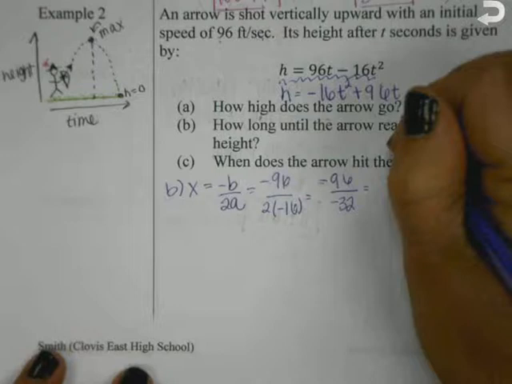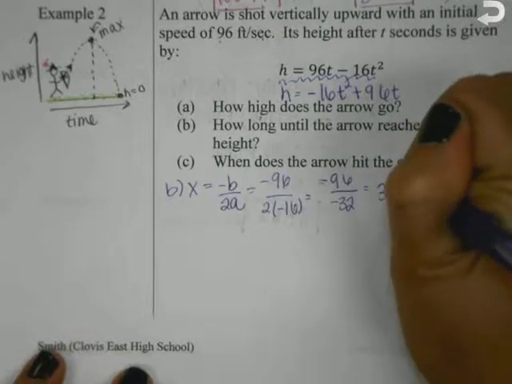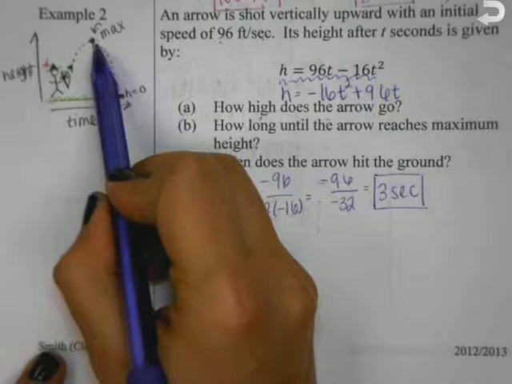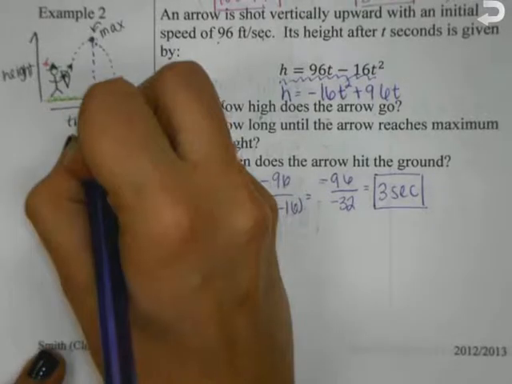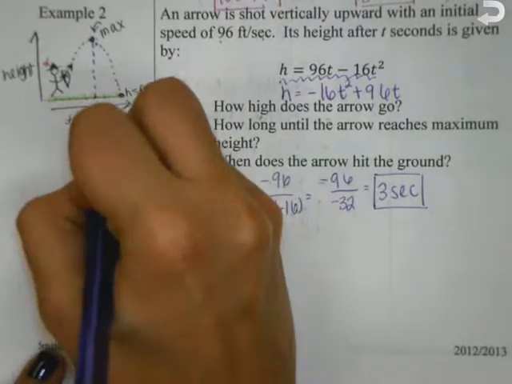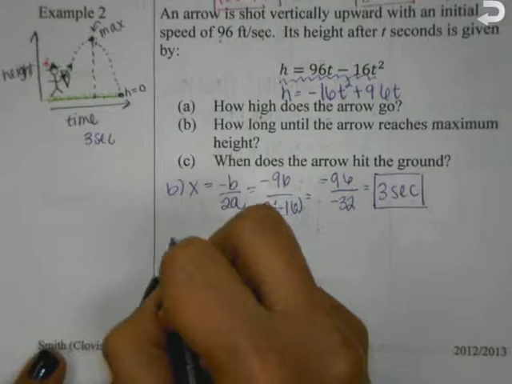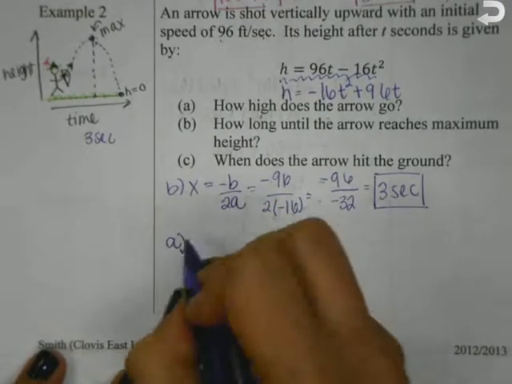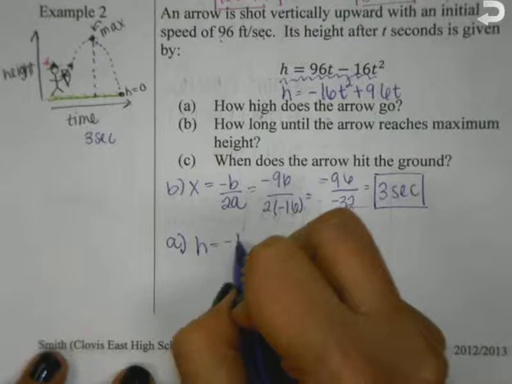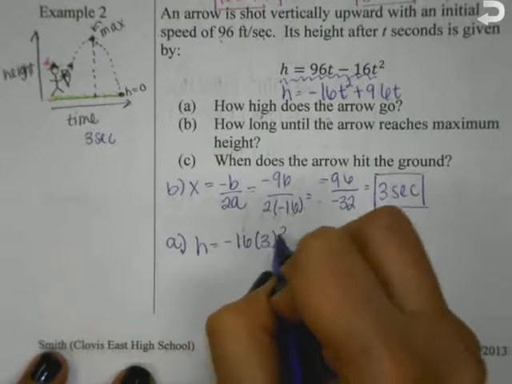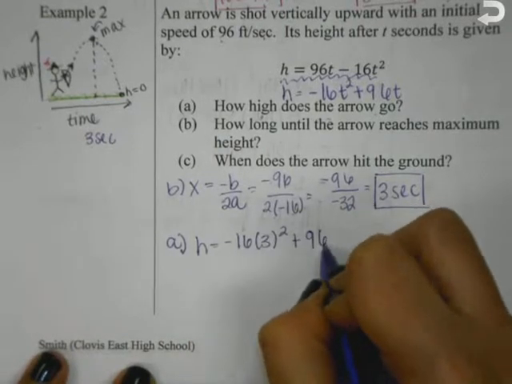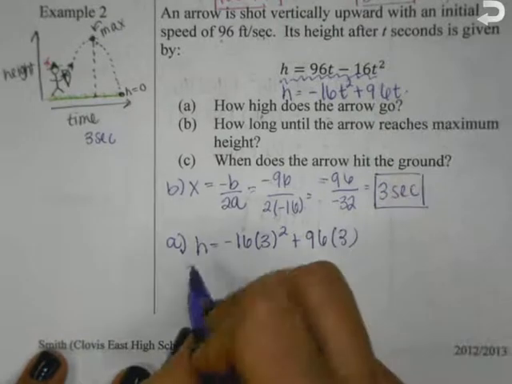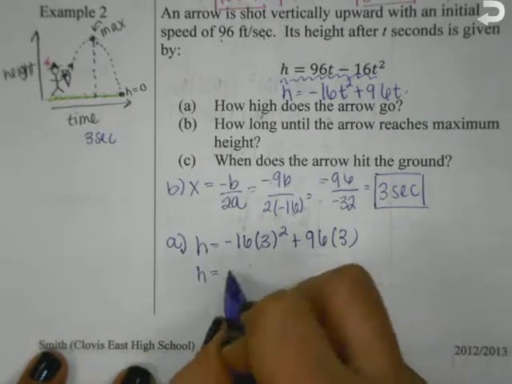So at 3 seconds here, that's when I reach my maximum height. This is 3 seconds. Okay? So now I can use that 3 seconds and plug it back into h. So h is equal to negative 16 times 3 squared plus 96 times 3. I just plugged t into this equation. That gives me negative 16 times 9 plus 96 times 3.